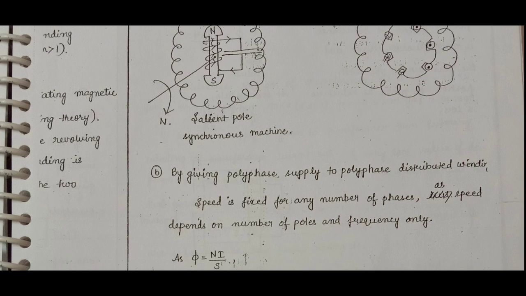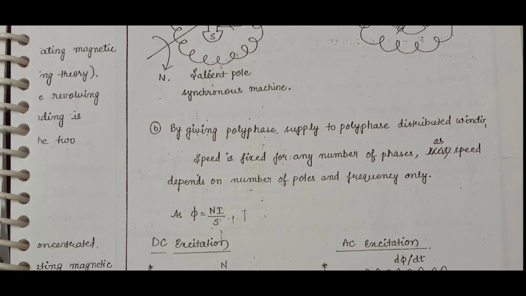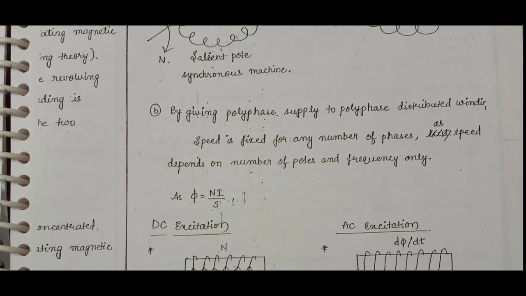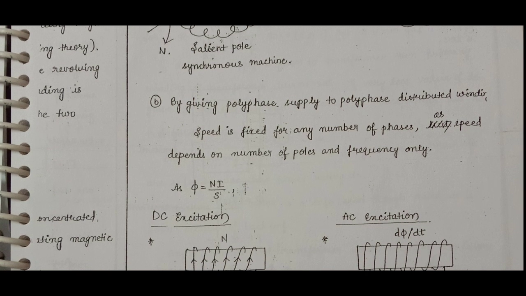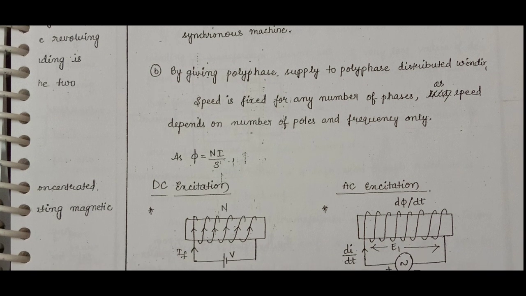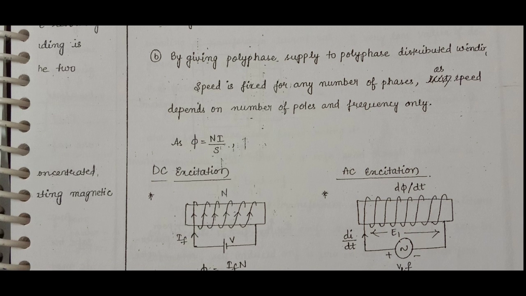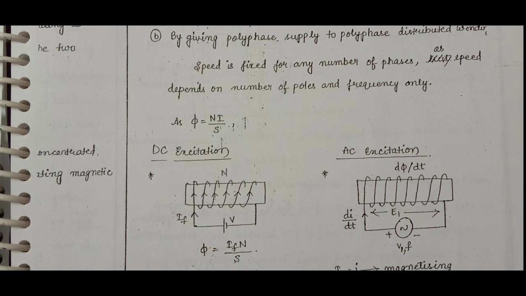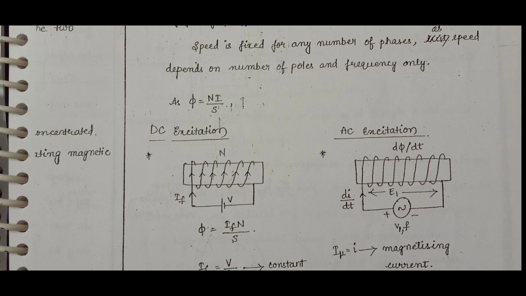By giving the polyphase supply to the polyphase distributed winding, polyphase means many phases. That means three phase, or four phase, or 5, 6, 7, 8, 9, any number of phases. Speed is fixed for any number of phases. Speed depends on the number of poles and frequency only. Phi is proportional to Ni by S. Flux is proportional to Ni, which means mmf, by S, which means reluctance.